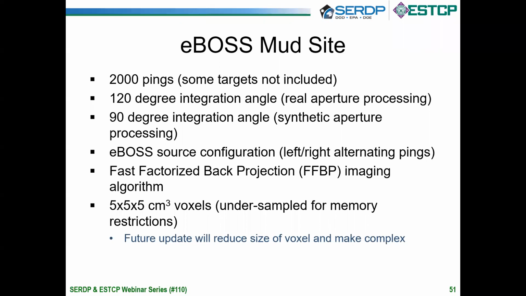We are now not creating just a synthetic aperture sonar image, but we are imaging a volume. So we now have 5 by 5 by 5 centimeter voxels in a volume. And this could be undersampled. Part of it is a memory restriction on the computer system that we were using at the time. We hope to be able, and I think we have, I'd have to talk with Tim Marston, one of the people working on this. We've been able to reduce the pixel size and update our imaging system.